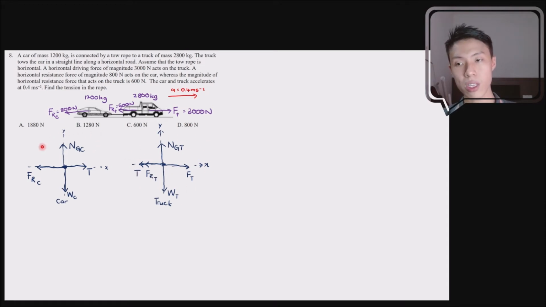So we have now created the free body diagram of the car and the free body diagram of the truck. All we need to do now is to analyze the situation we have here. Okay, so all the motion here is happening in the x dimension, so we are probably going to focus on the x dimension. So that's why we are going to ignore the y dimension over here and focus only on the x dimension. We know that both the car and the truck are experiencing an acceleration of 0.4 meter per second squared.